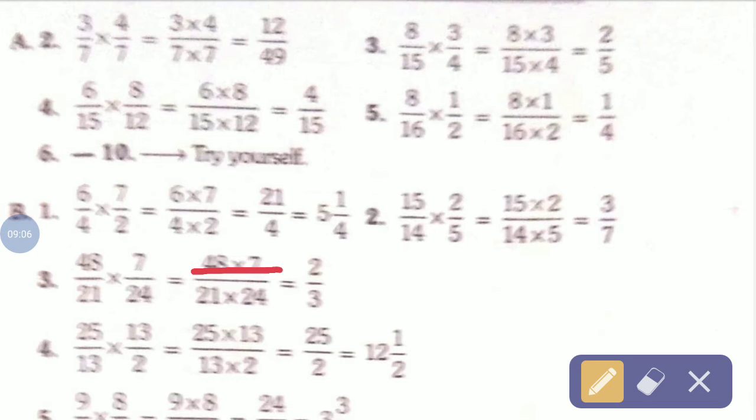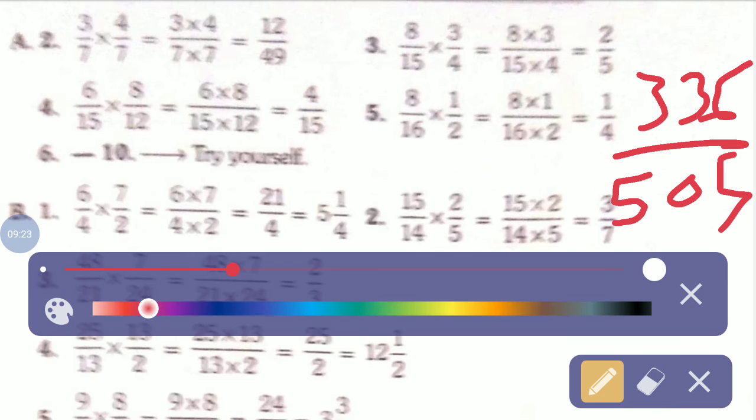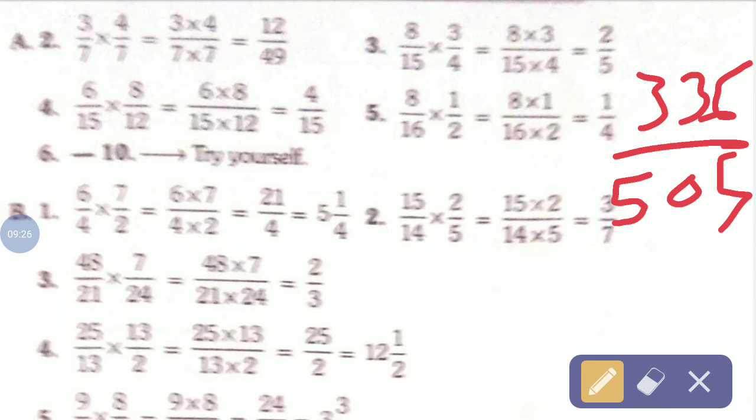48 multiplied by 7, 336, and 21 multiplied by 24, that is 504. So as these numbers are very big, it is very difficult to find the common factor. So it's better to use the HCF method by long division. That will help us a lot, so that we know by which number we have to divide to get the lowest terms.